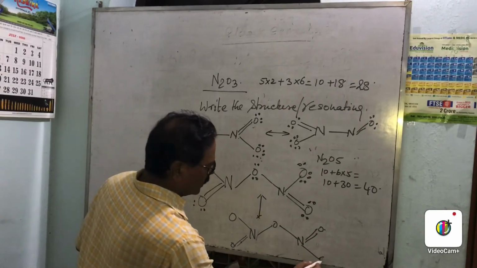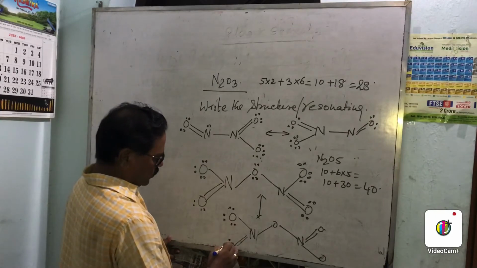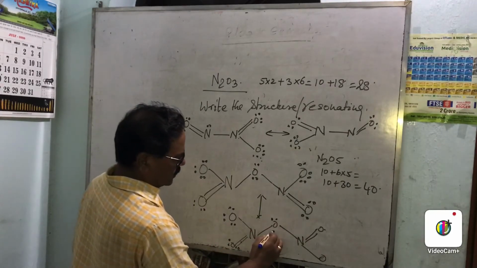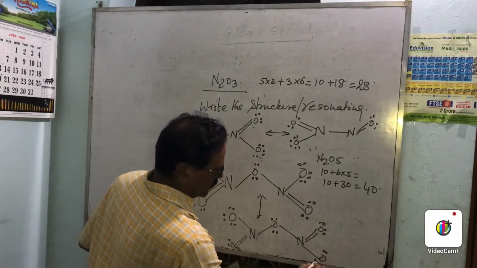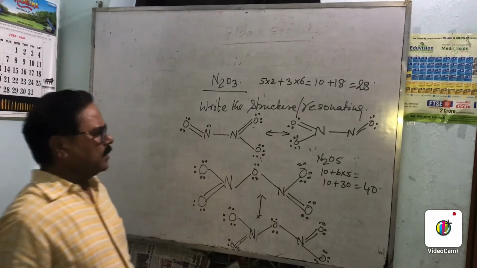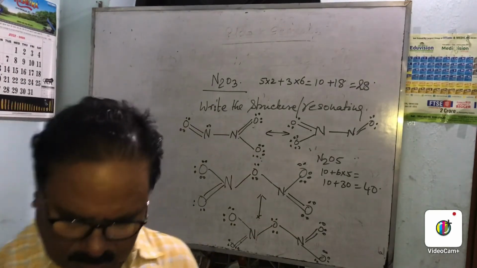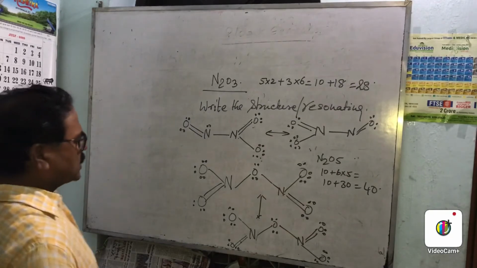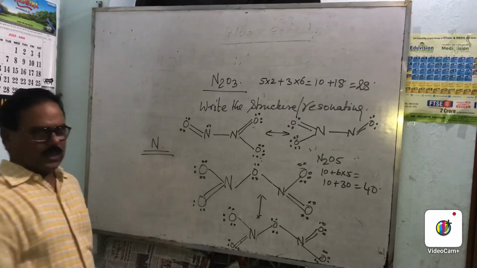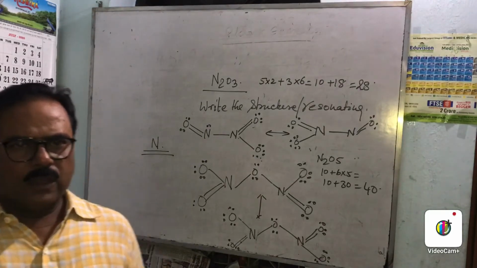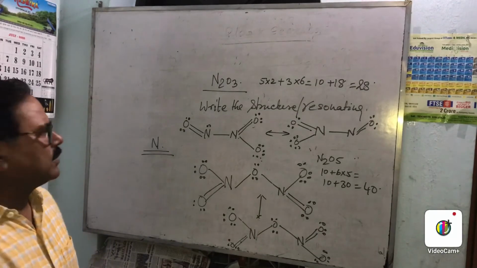So complete this side similarly, 2, 4, 6, 8. You practice writing such structures, right? All structures can be written similarly, and they are asked in the examination. Now, we have to discuss some questions. Here it is asked, what is the maximum covalency of nitrogen? I have already discussed it. In N2O5, what is the maximum covalency of nitrogen?